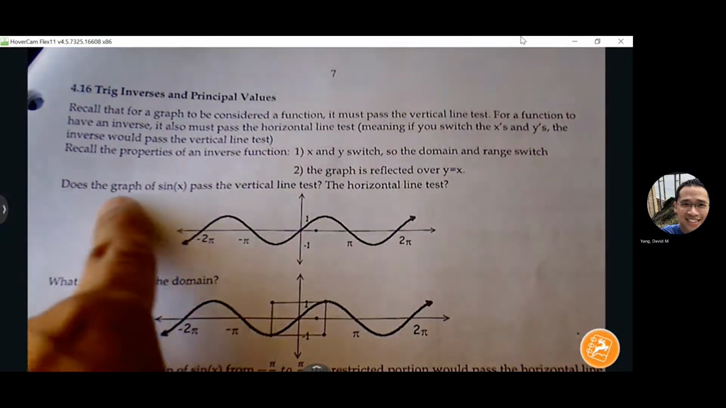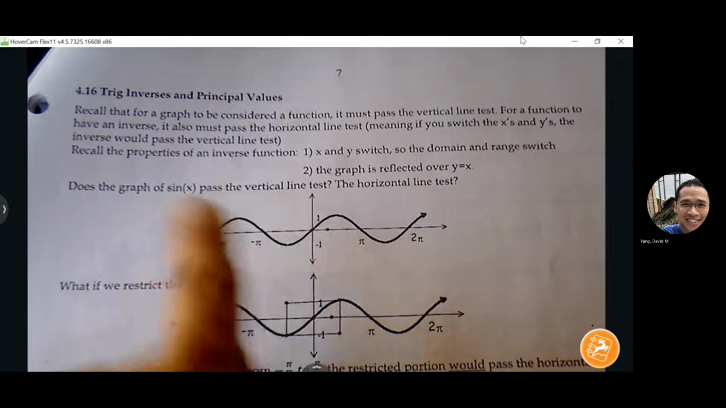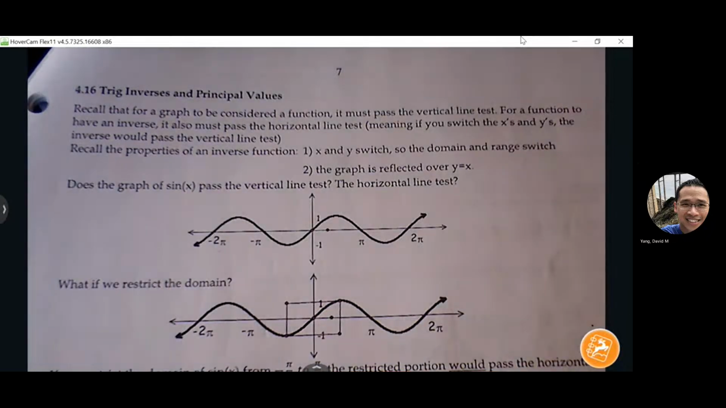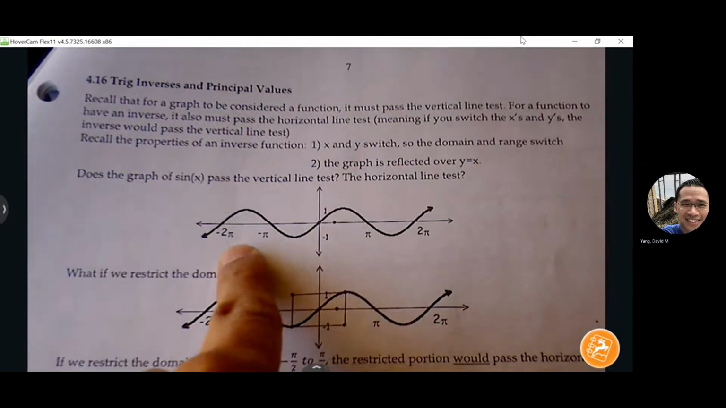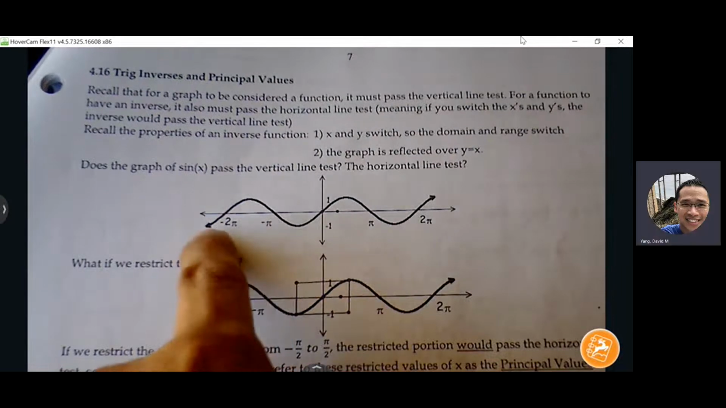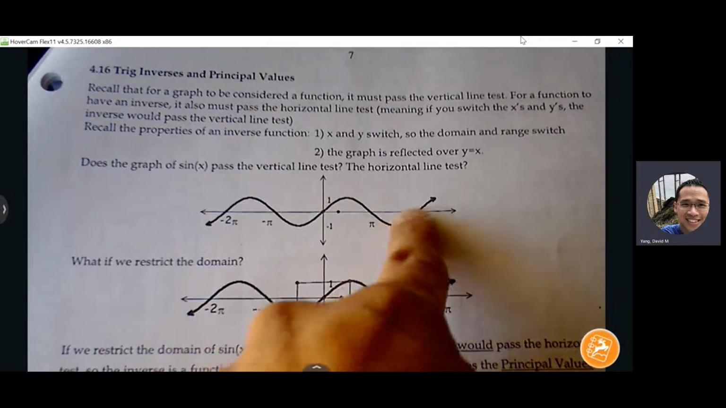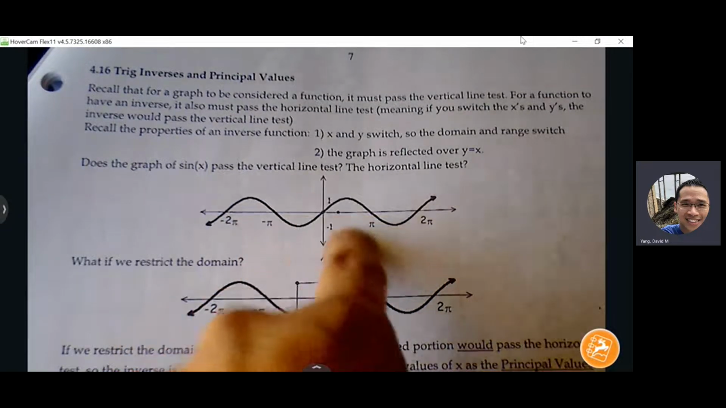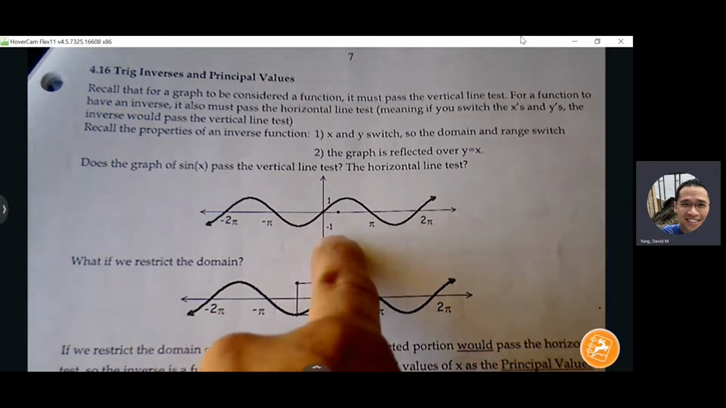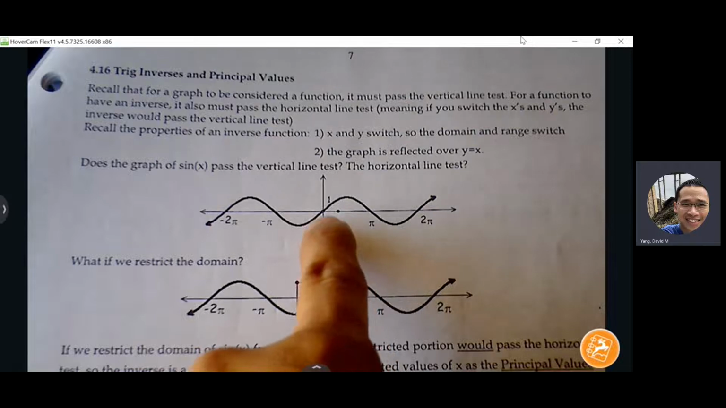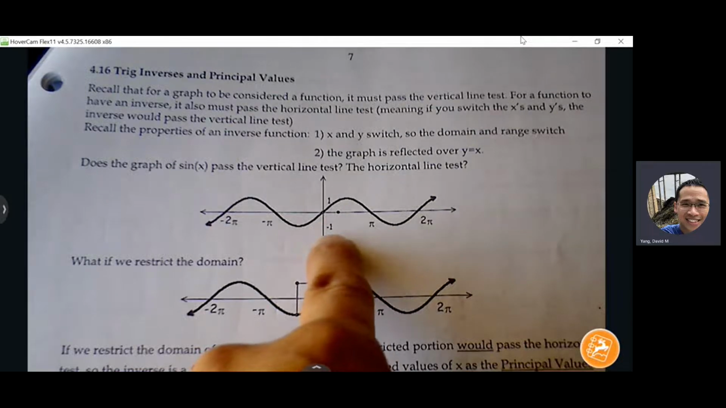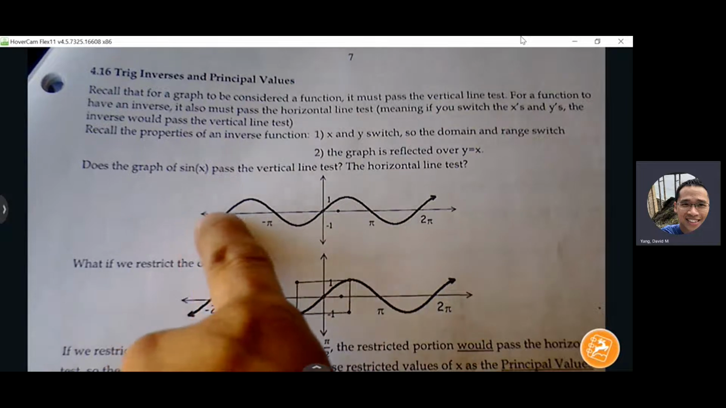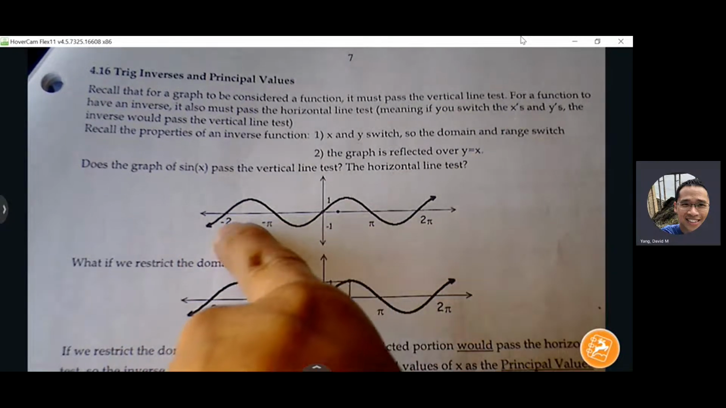So we have the sine graph here. This is the sine graph. Okay. Now this is a function, right? It passes the vertical line test. But does this sine graph pass the horizontal line test? It doesn't, right? So that means that its inverse is not a function.